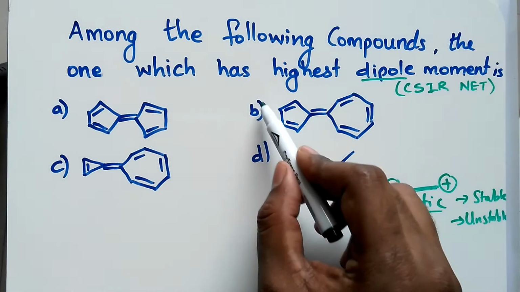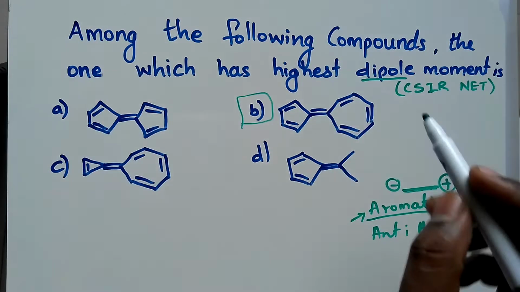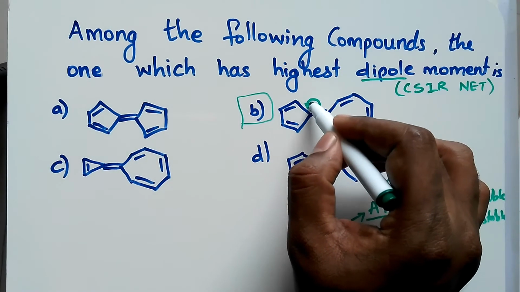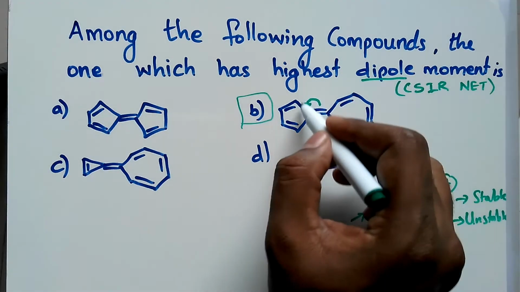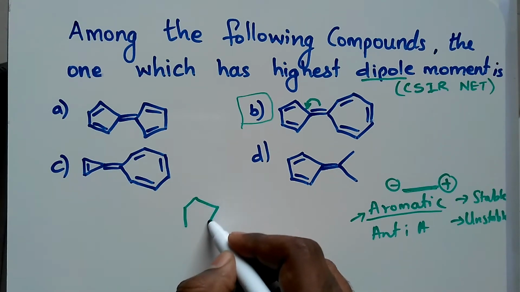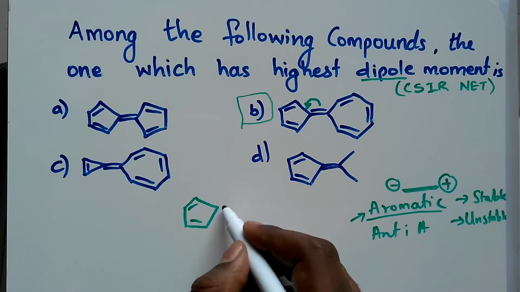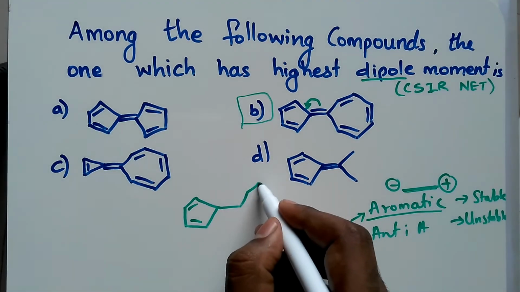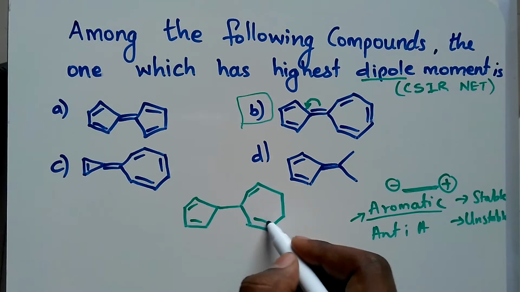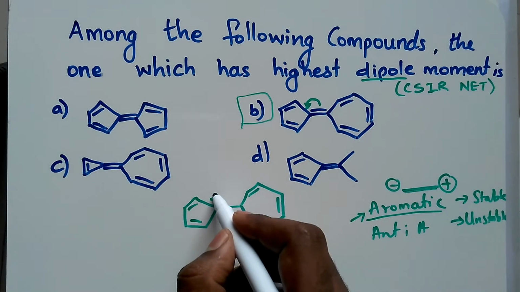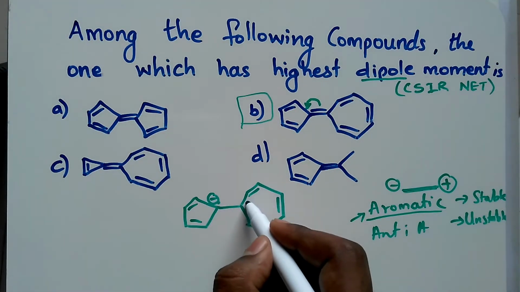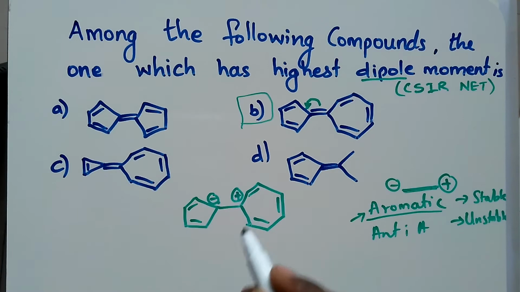Now regarding this part, we start with the B part. Suppose this double bond goes onto this part. If the double bond goes into this part, a new molecule with charges is created. The double bond is here, so here it will be a minus charge, and here it will be a plus charge.